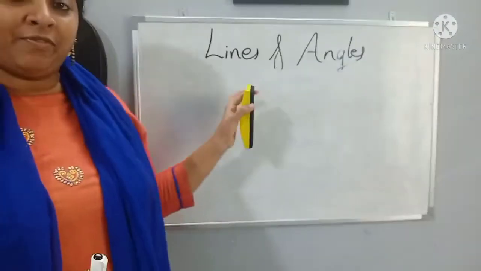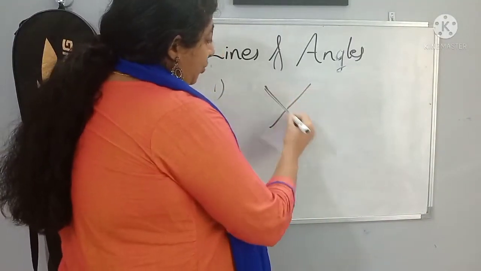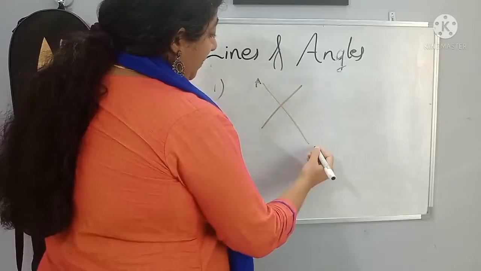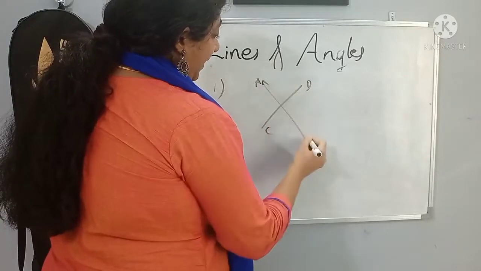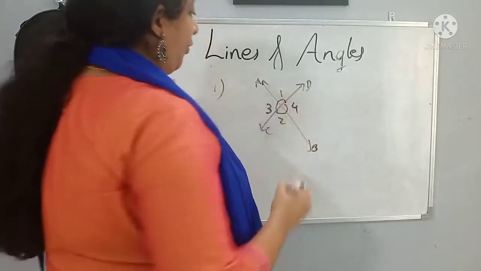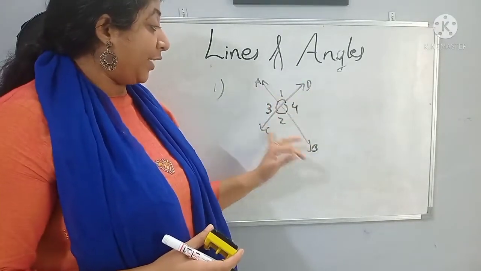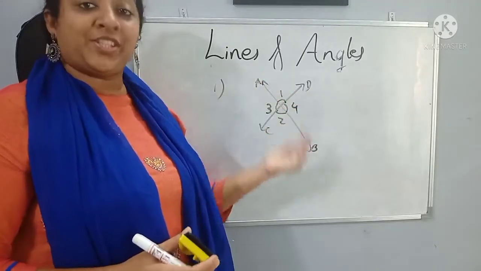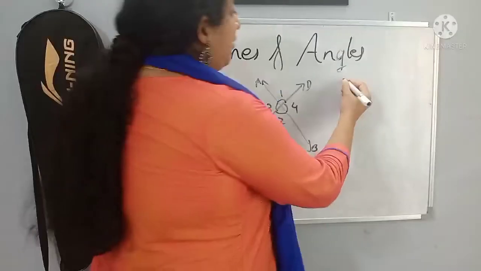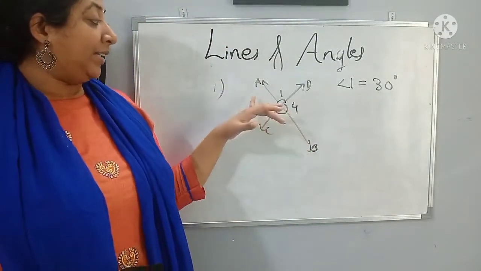Now one sum we will do regarding vertically opposite angles. Two lines AB and CD are intersecting each other, and these are angle 1, angle 2, angle 3 and angle 4. I have told you that vertically opposite angles are equal to each other. Our sum is: angle 1 is given as 30 degrees. We have to find angle 2, angle 3 and angle 4.